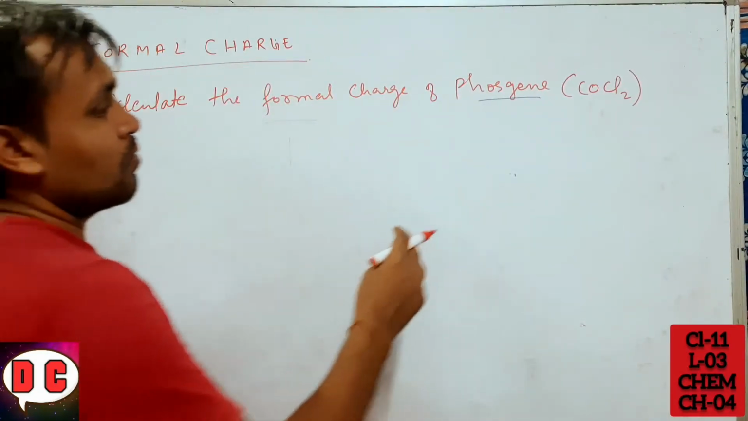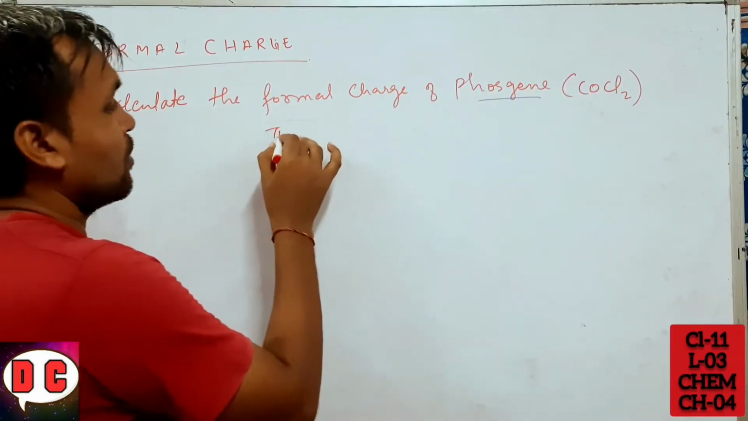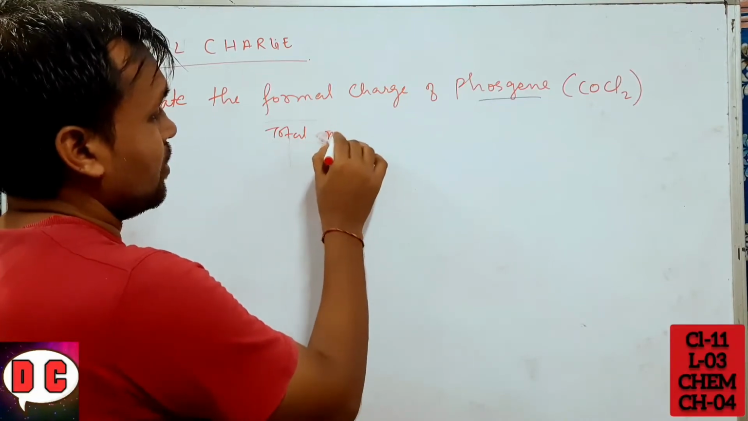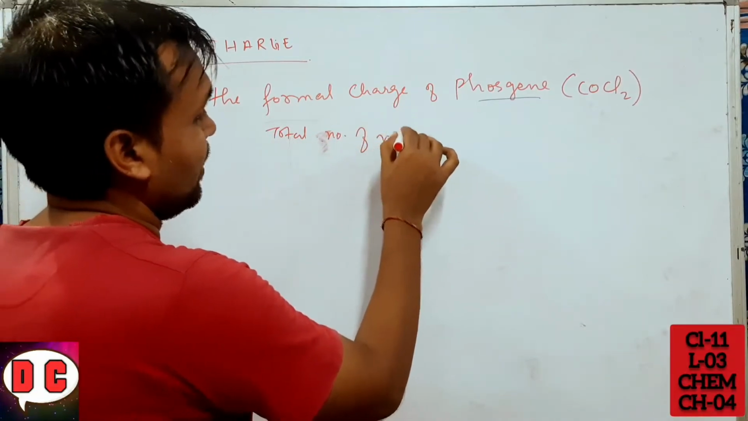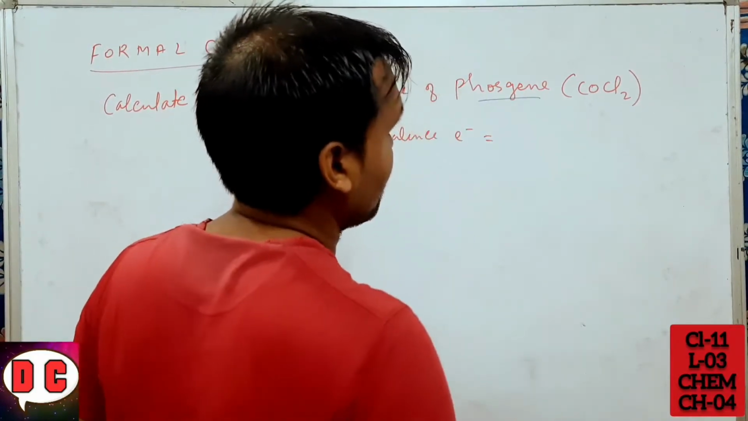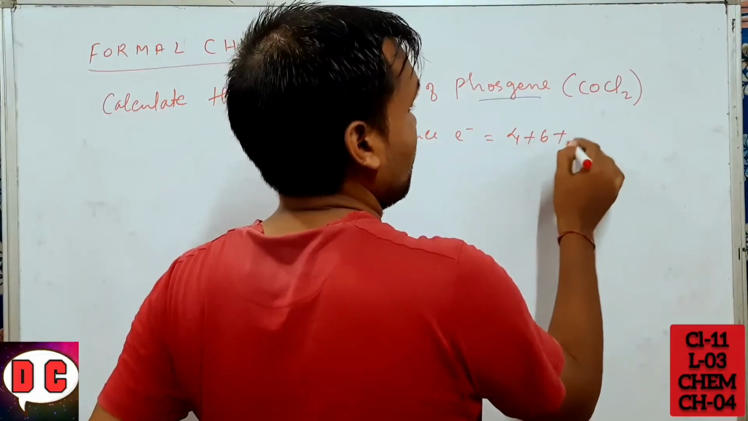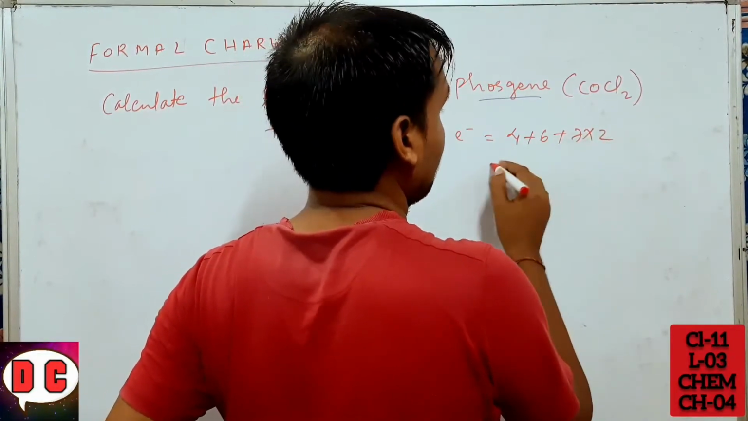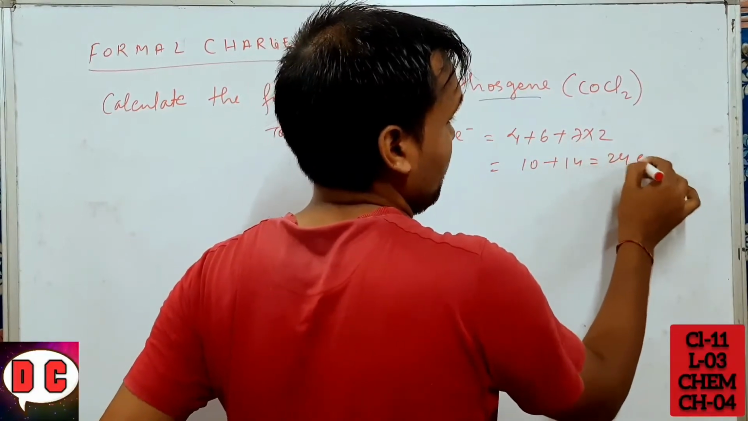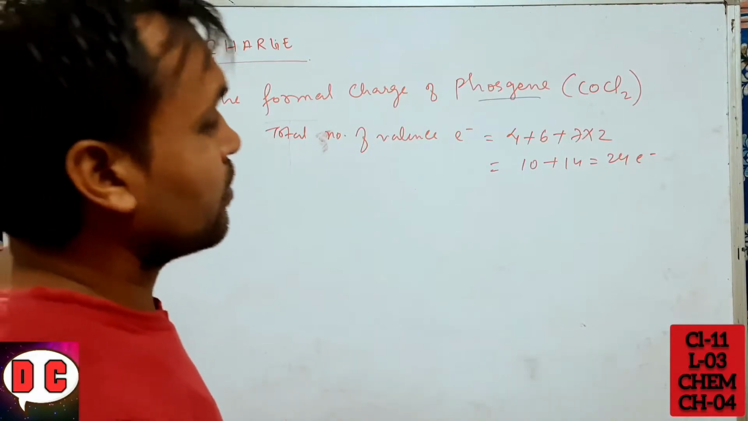For calculating, as I have told you, first of all you have to calculate the total number of valence electrons. So the total number of valence electrons will be how much? Carbon's valence electrons are 4, plus oxygen's 6, chlorine's 7 into 2. So it will be 10 and this is 14. So the total number of electrons we have is 24 electrons. Now we will draw the Lewis dot structure.